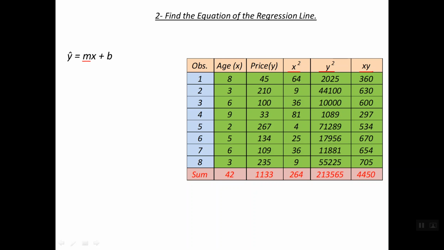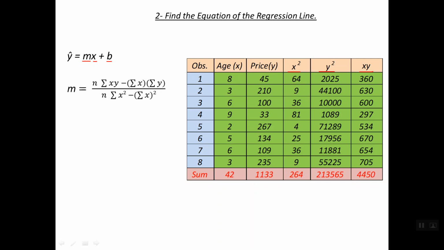M here represents the slope of the regression line. X is the value of the independent variable, which is the variable x, and the value of b is simply the y-intercept.